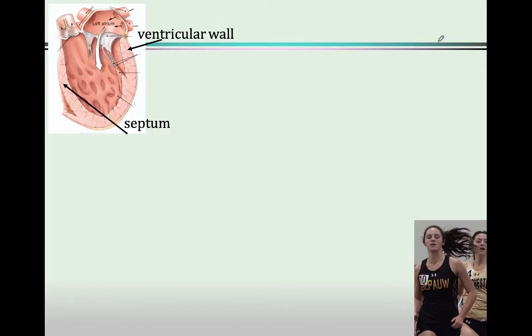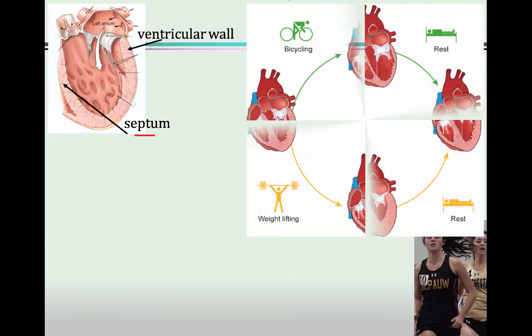And now we'll look at some physical changes in the heart itself. The myocardium of the wall is what makes up the ventricular wall. This part of the wall that divides the left and right ventricles is referred to as the septum. And here you can see that when you do aerobic exercise, the major thing that happens is you get an increase in the size of the left ventricle in particular. As a result of that, there's an increase in ventricular volume. EDV goes up, stroke volume goes up.